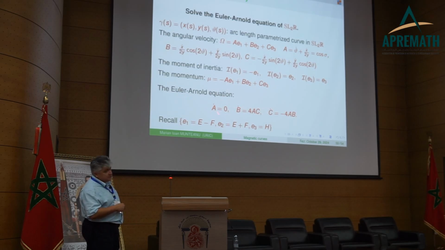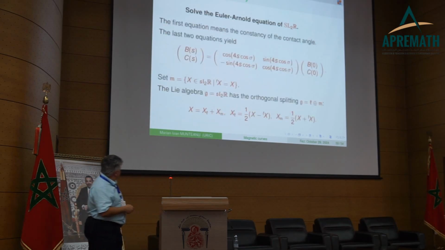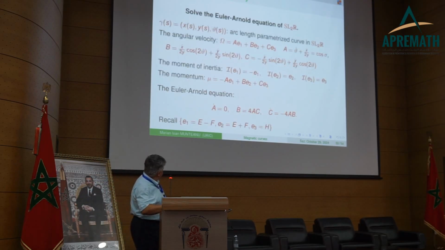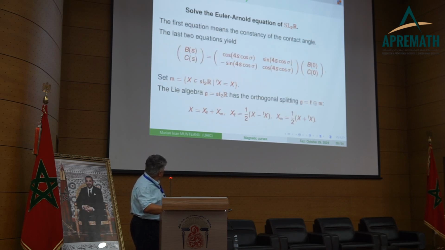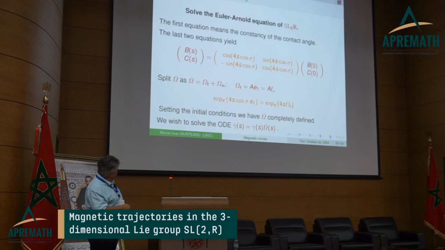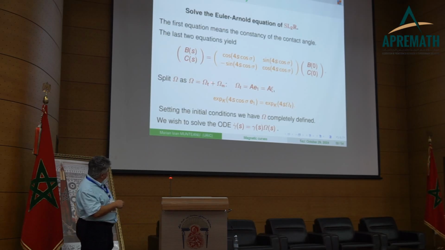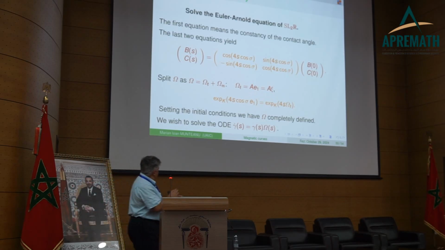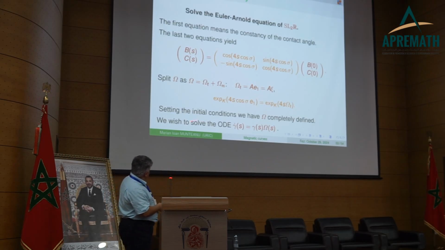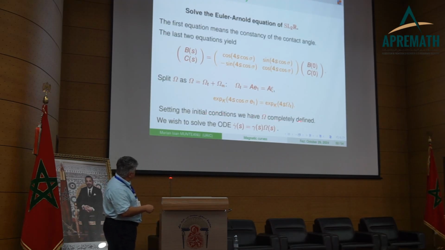Again, this equation shows a slant condition for geodesics. And if we go further, for B and C, we can compute because it is pretty easy to compute, and we have this expression. So this matrix is exactly the exponential of something here, 4s omega, the projection to K. So this is precisely what you obtain from the Reeb vector field. So if we set the initial conditions, omega is completely defined.